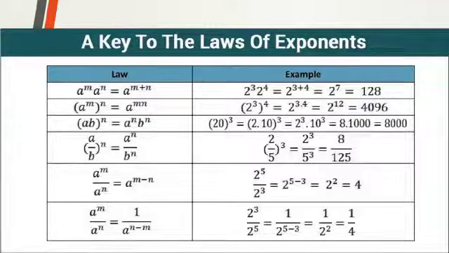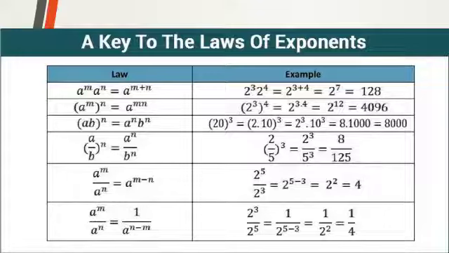See another law: a to the power m by a to the power n equals a to the power m minus n. See the example: 2 to the power 5 by 2 to the power 3 equals 2 to the power 5 minus 3 equals 2 to the power 2 equals 4.